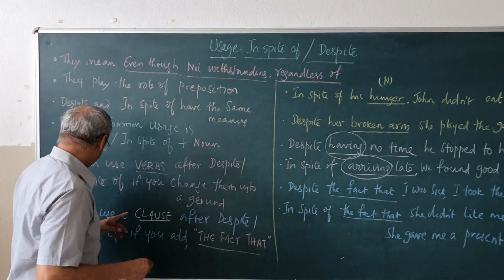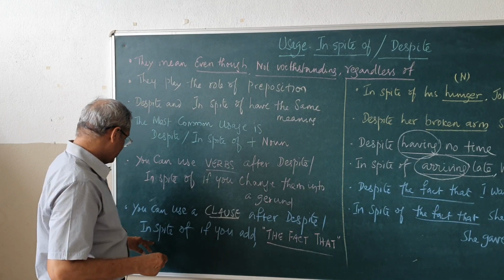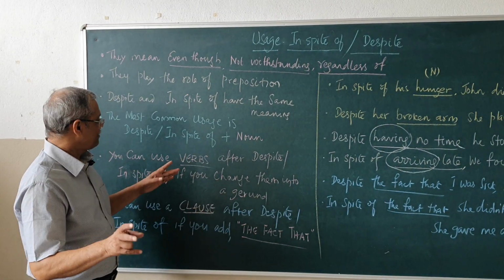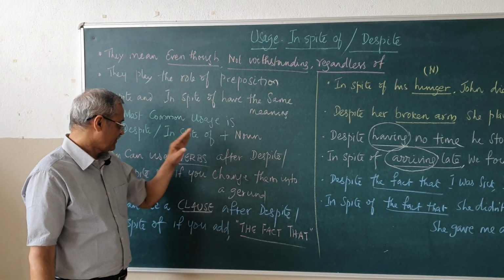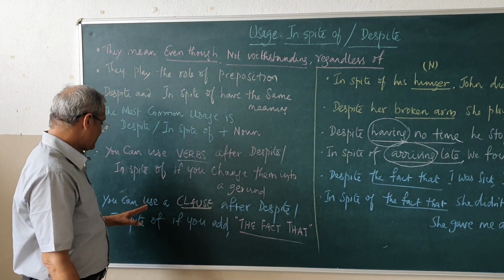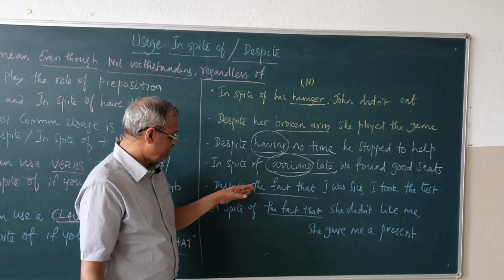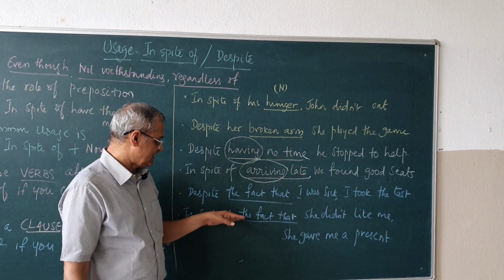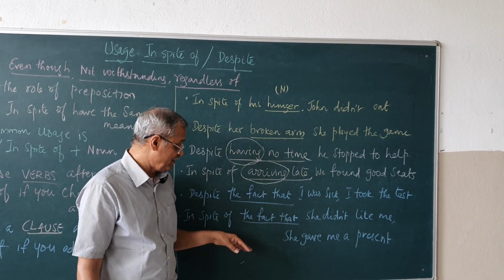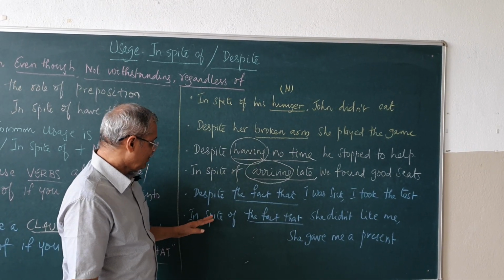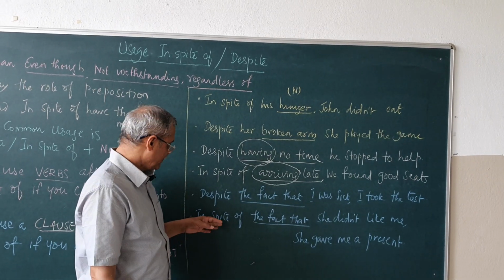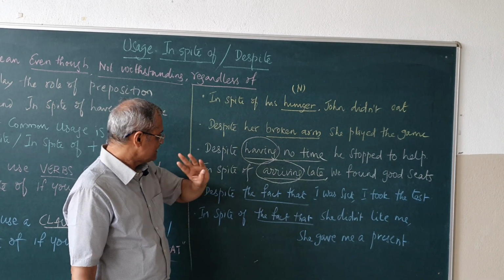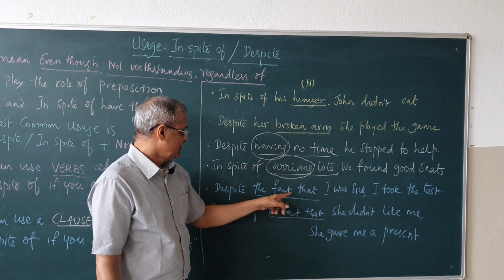Third, you can use a clause after despite or in spite of if you add the fact that. So, three places we can use it: despite plus noun, despite with gerund, and in spite of with the fact that. Example: despite the fact that I was sick, I took the test. In spite of the fact that she didn't like me, she gave me a present. Although she didn't like me, she gave me a present. So, in spite of and despite will always be followed by nouns, one; second, with gerunds; and we can use them with the phrase the fact that.